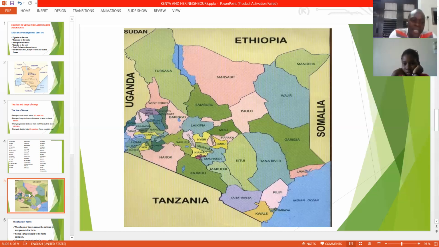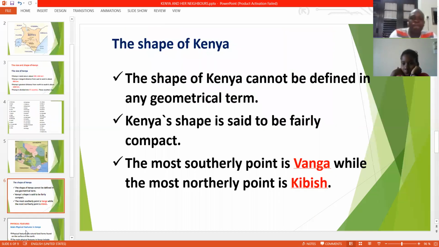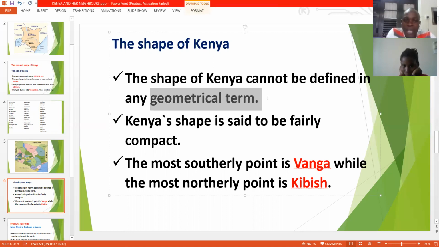So let us try and read about it. The shape of Kenya cannot be defined in any geometrical term. That means we cannot use a square, we cannot use a circle, we cannot use a rectangle, nor a triangle to describe Kenya. That is why we are saying Kenya cannot be described using any geometrical term. Kenya's shape is said to be fairly compact the way you see it. And the most southerly point is Vanga, while the most northerly point is Kibish. That one I want to explain.